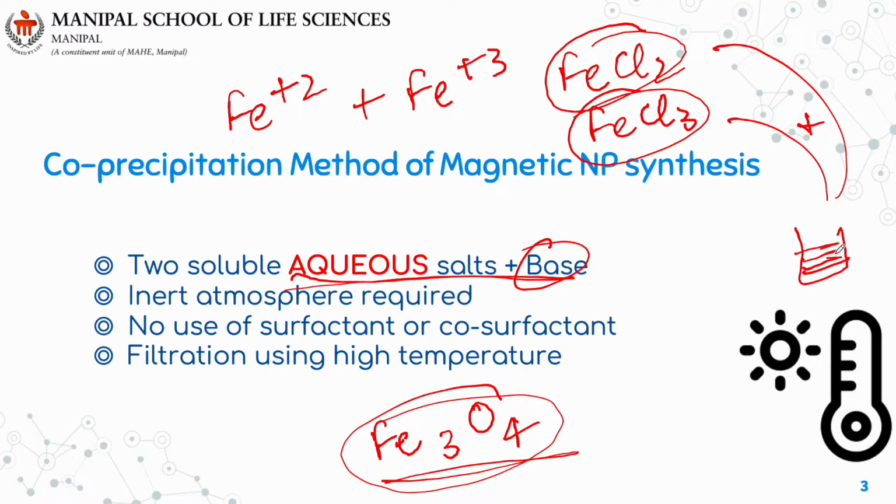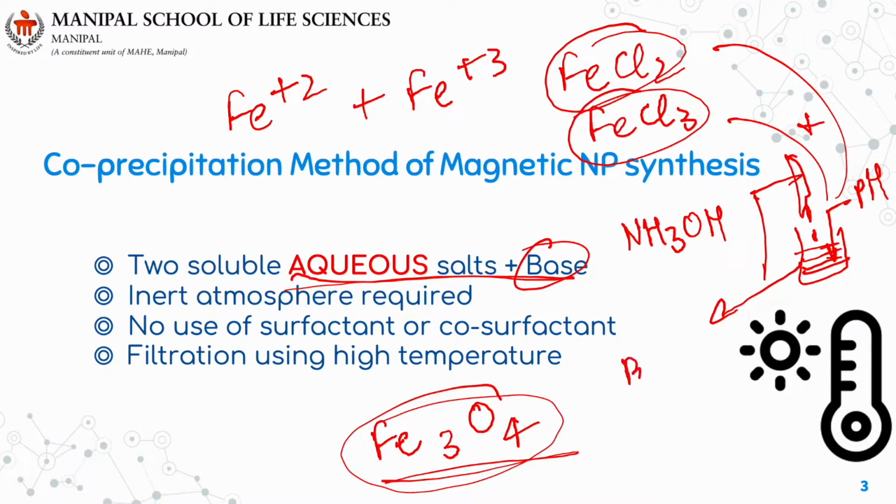Now we'll add a base dropwise. In this case, the base that we use is NH4OH. We'll also place a pH sensor here to monitor the pH. So now we'll add the NH4OH dropwise. After some time, what you'll notice is that the color is changing to black and the pH is also increasing.